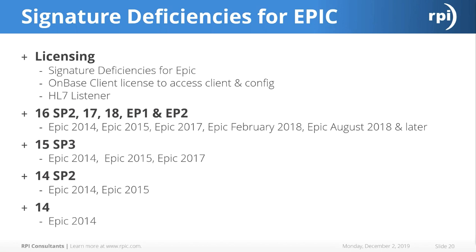Also, as of OnBase 18, signature deficiencies for Epic no longer needs to be configured to send the HL7 messages to Epic in order for the deficiencies to be burned. And as of OnBase 18, if deficiencies are addressed using the mobile integration for Epic Canto or Haiku, then the notify Epic of completed or rejected deficiencies settings must be selected, and the associated HL7 message template and destination must be configured. So again, definitely some things to consider when upgrading.